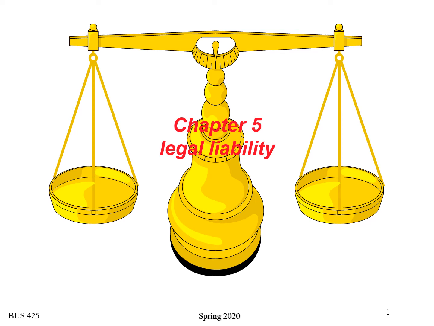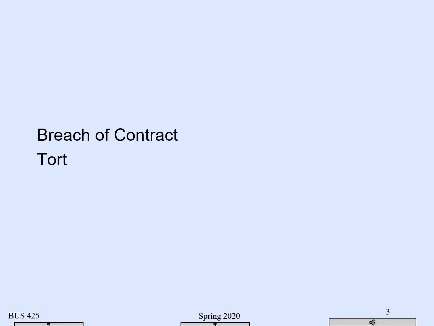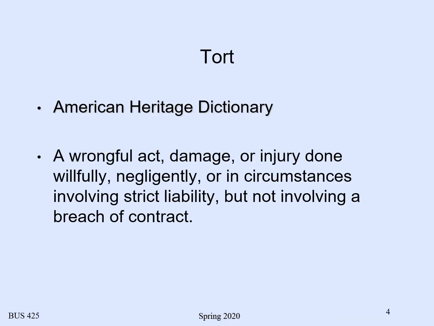Legal Liability Part 2. We're going to talk about common law and words, breach of contract, and tort. A breach of contract implies there's a contract between the two parties that was breached. A tort is a wrongful act, damage, or injury done willfully, negligently, but not involving a breach of contract. So somebody was harmed by a wrongful act, and it doesn't involve a contract. This is what third-party investors are going to look to.